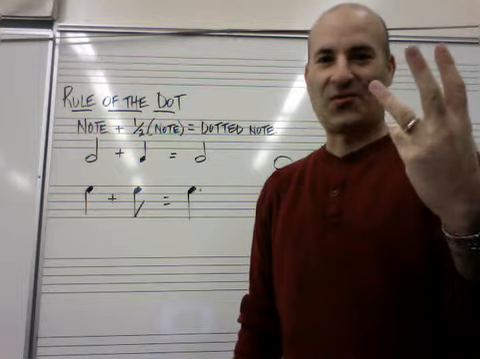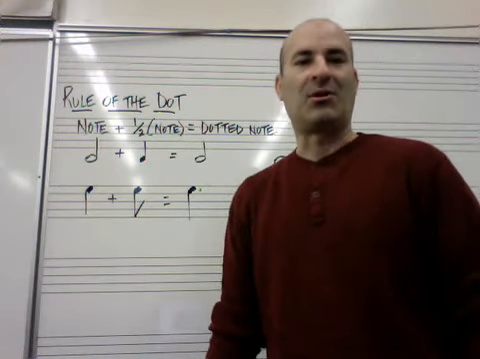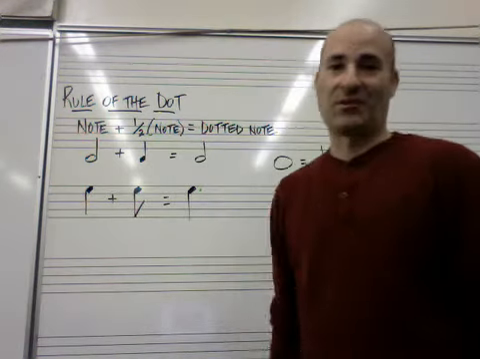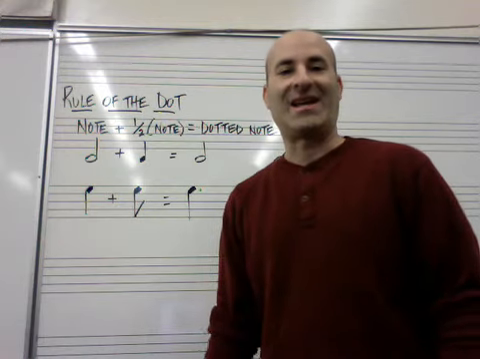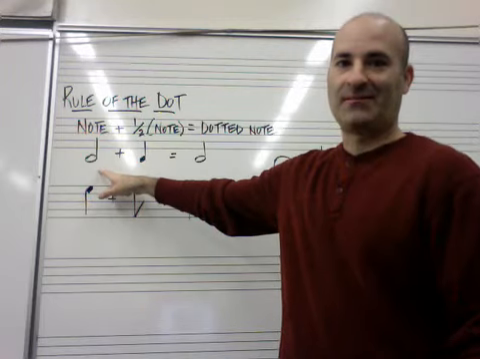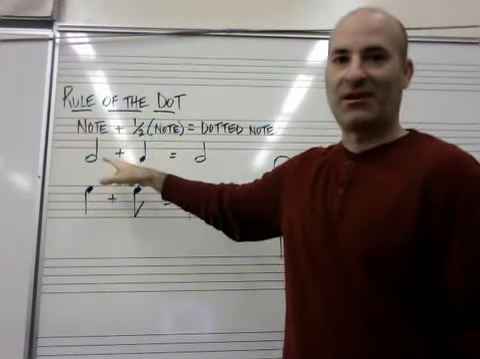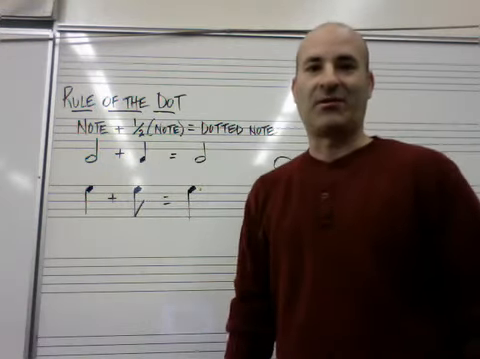Theory, week 3. I'm going to break this video up into a couple of small segments. The first one, we're going to review the rule of the dot. So remember the formula for finding a dotted note. We need to take the note that's given and then add half of the value of the original note, and that gives us the value of the dotted note.